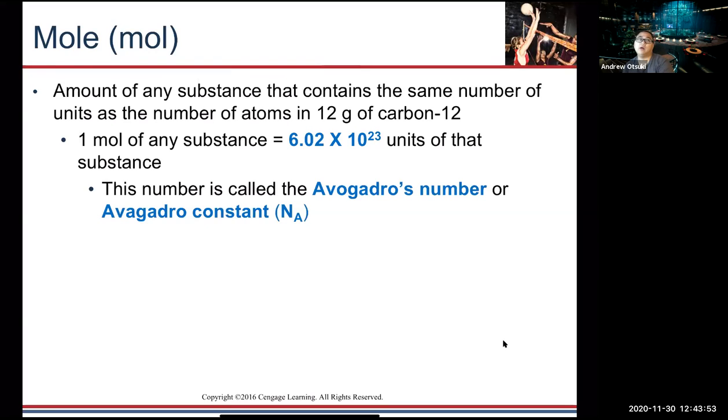So if I'm talking about electrons, it can mean those electrons. It can mean ions. It can mean atoms. It can mean molecules. For example, if I have 12 grams of carbon, it means I have 6.02 times 10 to the 23rd units, or in this case, atoms of carbon in my sample. So it can apply to molecules as well, formula units as well.